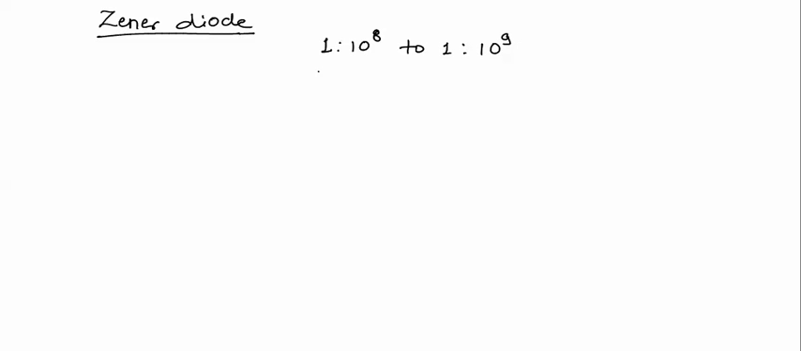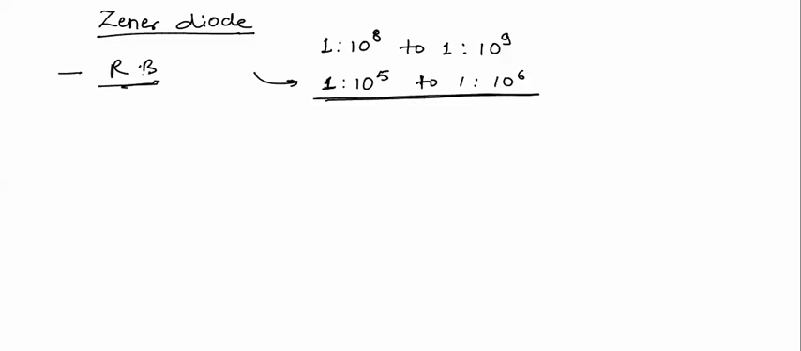Now we will see an important diode, important from the examination point of view, that is the Zener diode. The Zener diode is fabricated with little higher doping. For a normal PN junction, doping is around 1 in 10 raised to power 8 to 1 in 10 raised to power 9. And for the Zener diode, doping is a little bit higher, around 1 in 10 raised to power 5 to 1 in 10 raised to power 6. A Zener diode is always operated in reverse bias in the breakdown region. Now we will see what breakdown is.